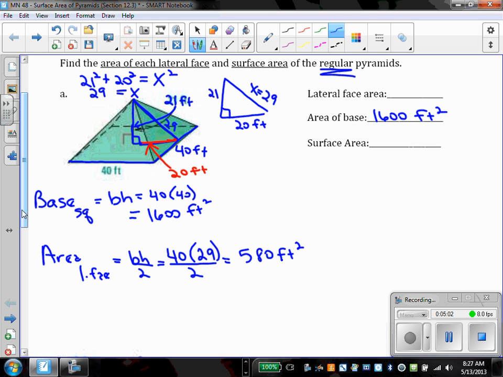That is one, and I'm going to actually cloud this now that I'm thinking of it. That is one of our lateral faces. That's what they want up here. It says lateral face area 580 feet squared.